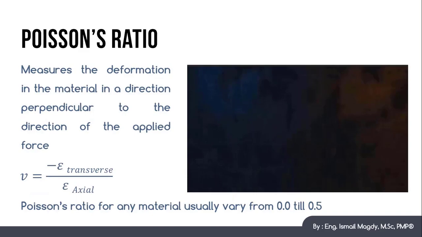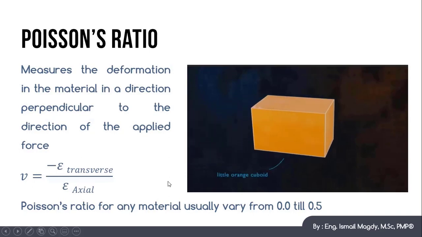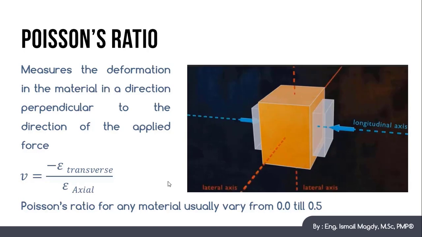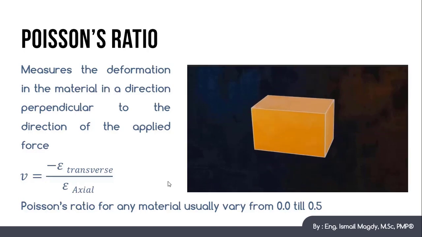Any normal deformation in a body will result in other deformations in the lateral direction. In this video here, you can see if we apply a compression force on a body and the body starts to shorten in the longitudinal direction, the body will start to expand in the perpendicular direction. We call the main direction the axial direction, while the perpendicular direction is called the transverse direction. The same will happen if we apply tensile force on the member and it starts to stretch. The body will start to shorten in the lateral direction.